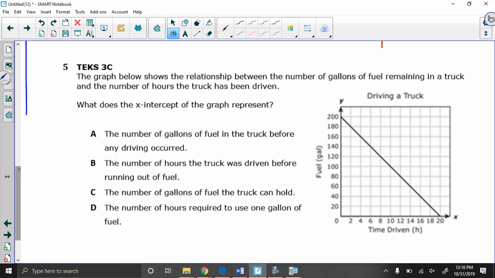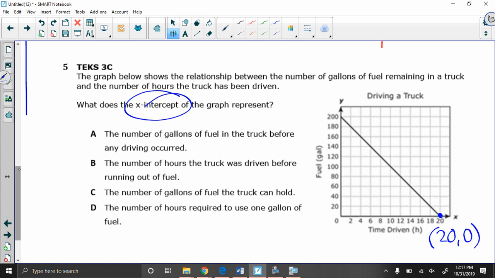Number 5, so it says, the graph below shows the relationship between the number of gallons of fuel remaining in a truck and the number of hours the truck has been driven. What does the x-intercept represent? So if we look right here, the x-intercept is where the graph touches or crosses the x-axis. So down here at 20, 0.